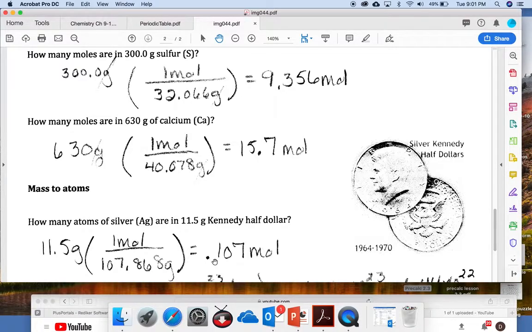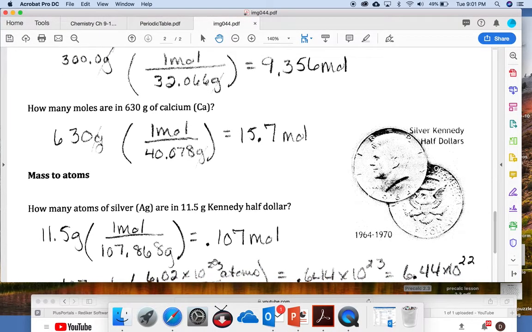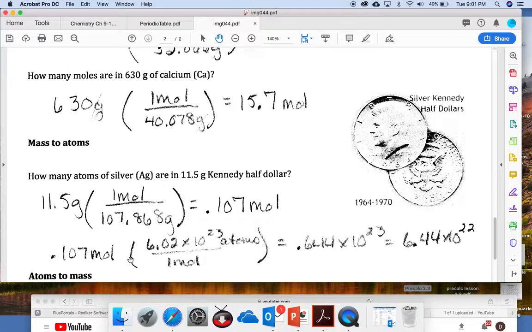Now I can convert moles to how many atoms are in that silver. So I know I have 0.107 moles. I know there's 6.02 times 10 to the 23rd atoms per mole. I put atoms on top and moles down below because I want the moles to cancel. That tells me to multiply these two numbers, which gives me 0.644 times 10 to the 23rd, which is 6.44 times 10 to the 22nd atoms of silver.